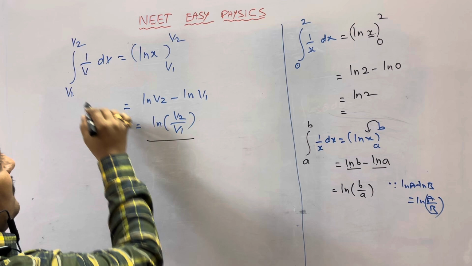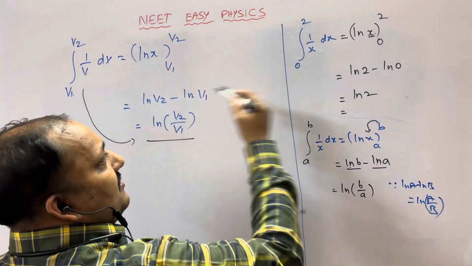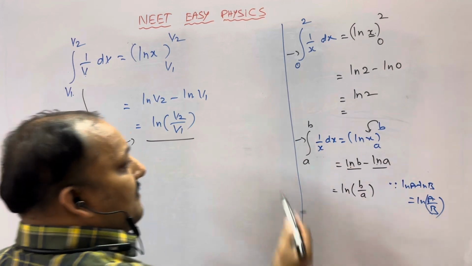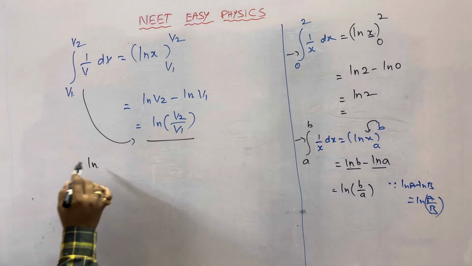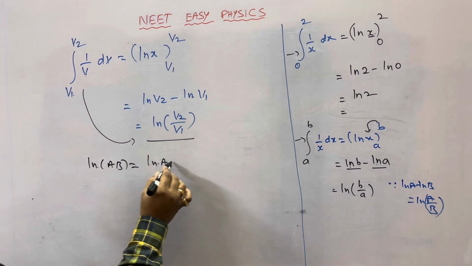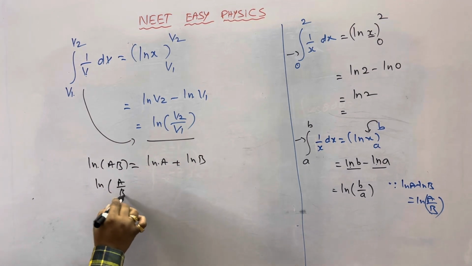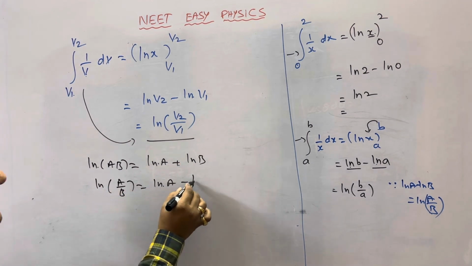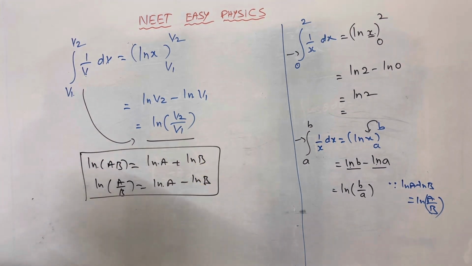So how we are going to apply this in physics derivations or problems? This is a mathematical concept. Another formula will be there: log AB is log A plus log B. And log A by B is log A minus log B. So these are two formulas from mathematics.